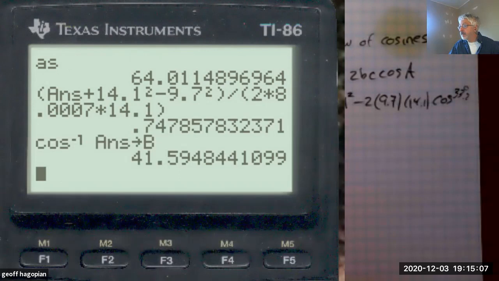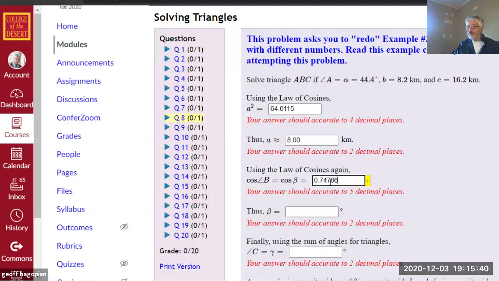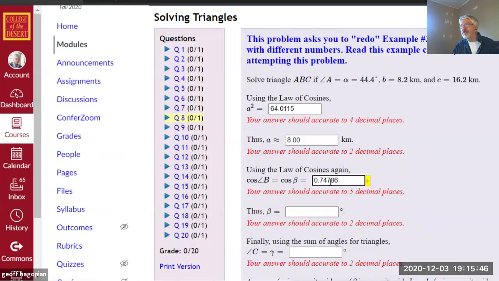Let's see, so the cosine in 5 decimal places is 0.74786. I just plugged that in and it said that was correct. When I multiplied it, I didn't put the 0.0007, and it made a difference, a very minute difference. Yeah, it's a slippery business, these significant digits. I wouldn't imagine them to make such a difference.